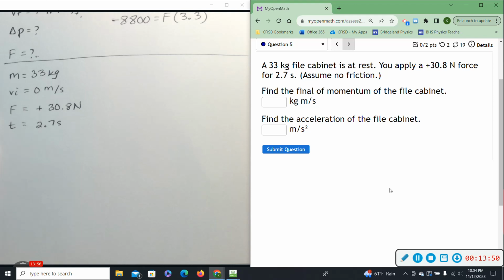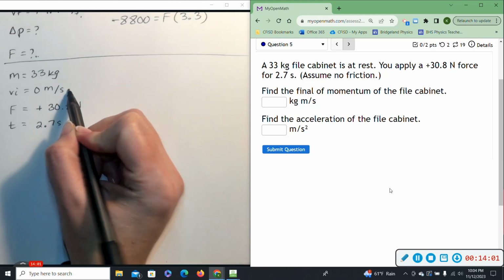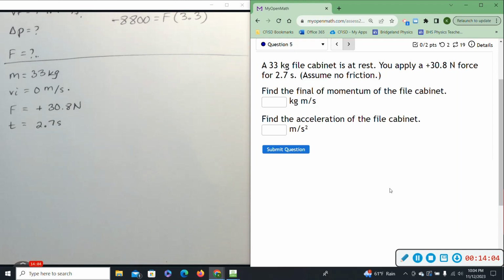Okay, now final momentum would be equal to mass times final velocity. Or you could find the change in momentum because your initial momentum is 0. So we either need to find the change in momentum or we need to find the final velocity so that we can determine what our final momentum would be. I'm going to go ahead and solve for my final velocity because I feel like that's going to be helpful for me answering the second question, which is to find the acceleration of the cabinet. Although I just realized we could also do that with this F equals ma.